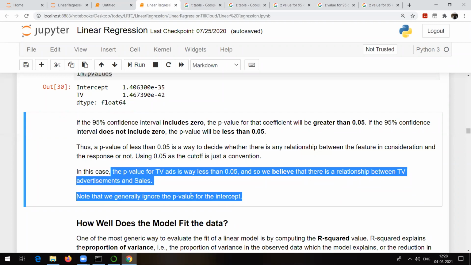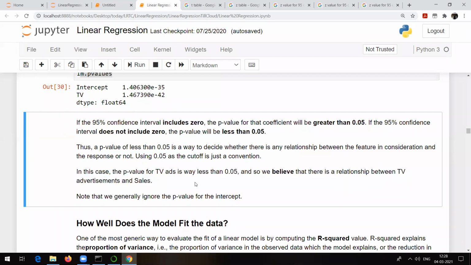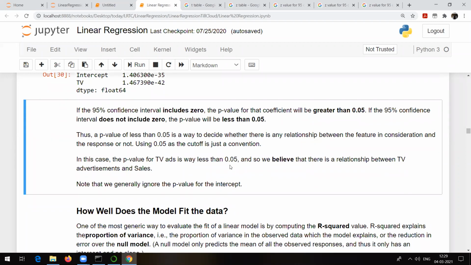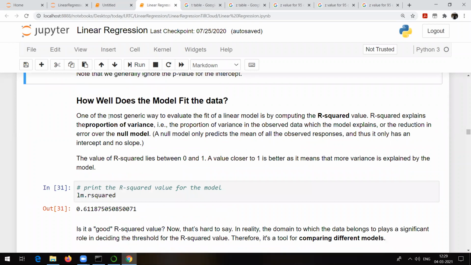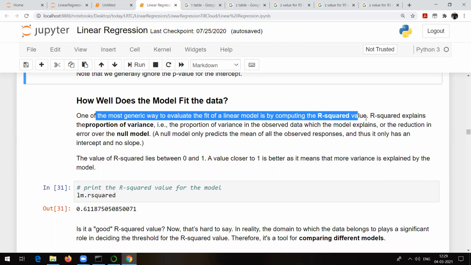So with this particular sentence, I hope everyone is clear that you can say there is a relationship between TV advertisements and sales if the P value is very much less than 0.05, and in our case, that is the case. How well does the model fit the data? One of the most generic ways to evaluate the fit of a linear model is by computing R squared, which we have already seen.